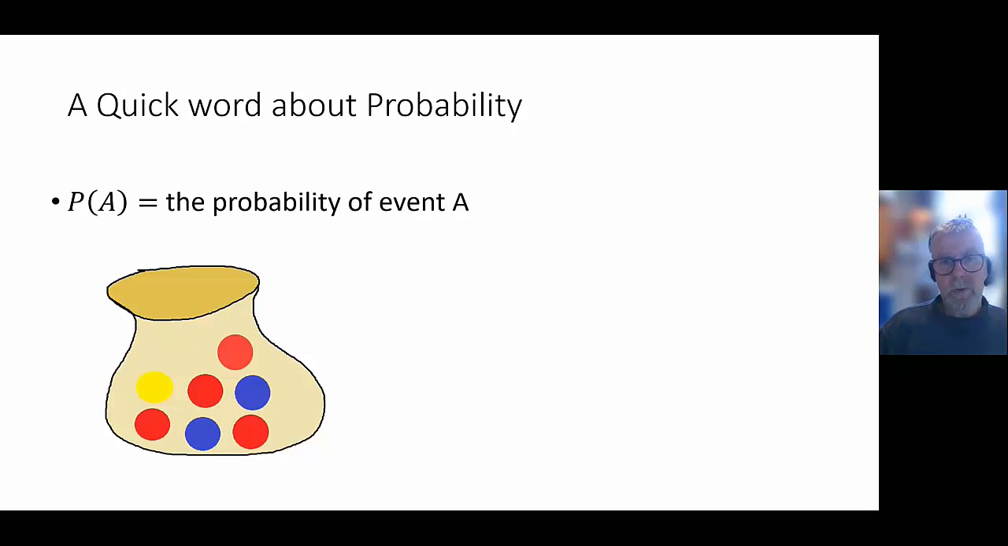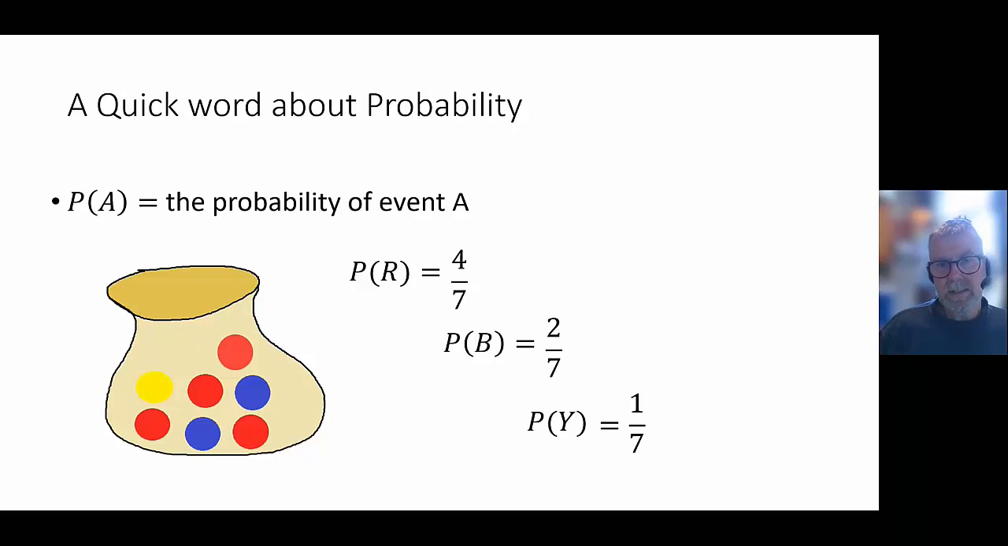Okay, the answers are: for red, we have 4 chances out of a possible 7 marbles to get red, so the probability is 4 out of 7, or simply 4 sevenths. Similarly, the probability is 2 sevenths for picking a blue, and finally 1 seventh for picking a yellow. Notice, as we have considered all possible colours in this example, all possible outcomes, these 3 answers all add up to 7 sevenths, i.e. 1, as it should be.